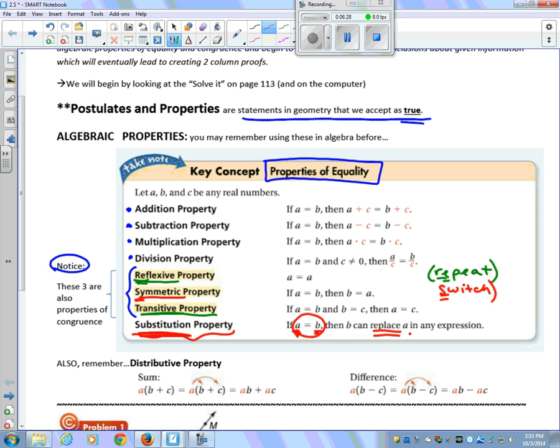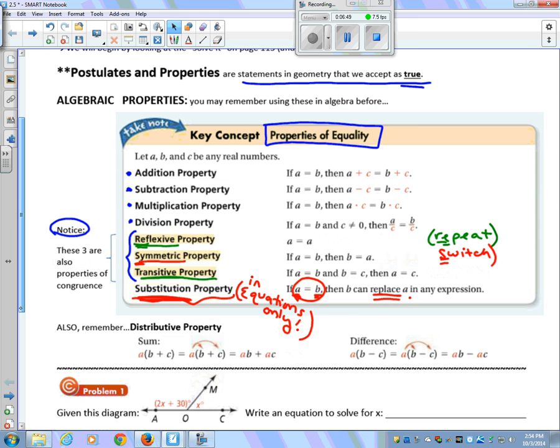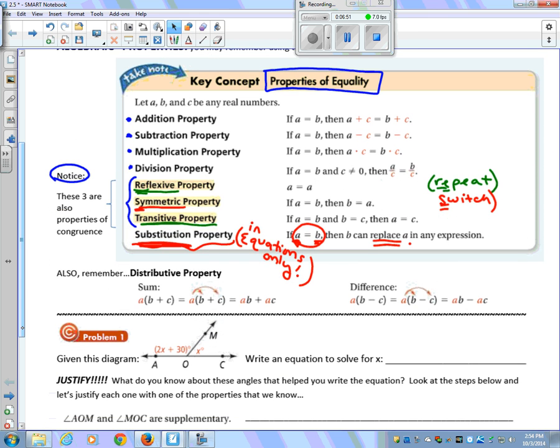Substitution, substituting into equations. Substitution property is only a property of equality. You can only use this with equations. So let's say in equations only. Substitution property. Okay, the next few might sound familiar.